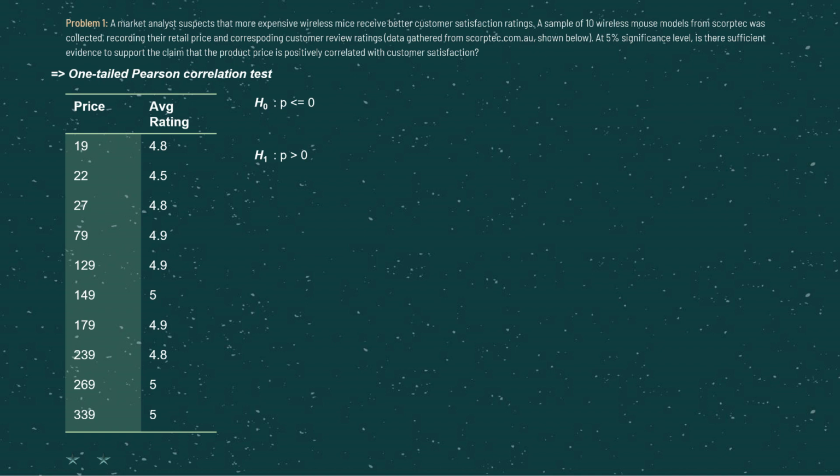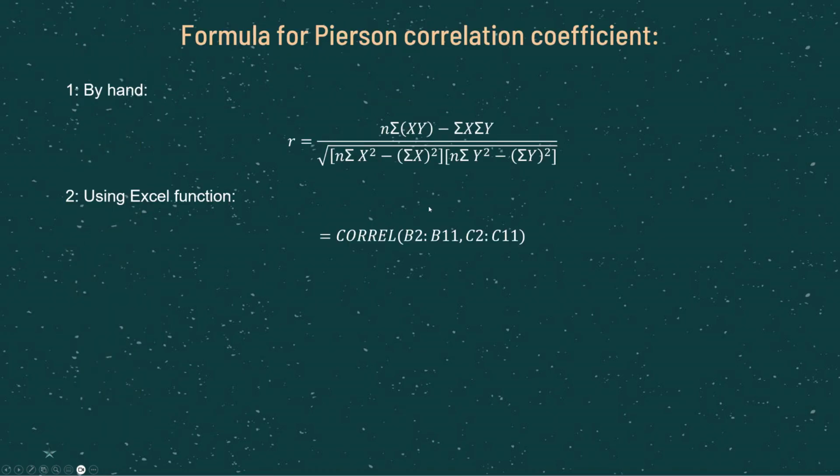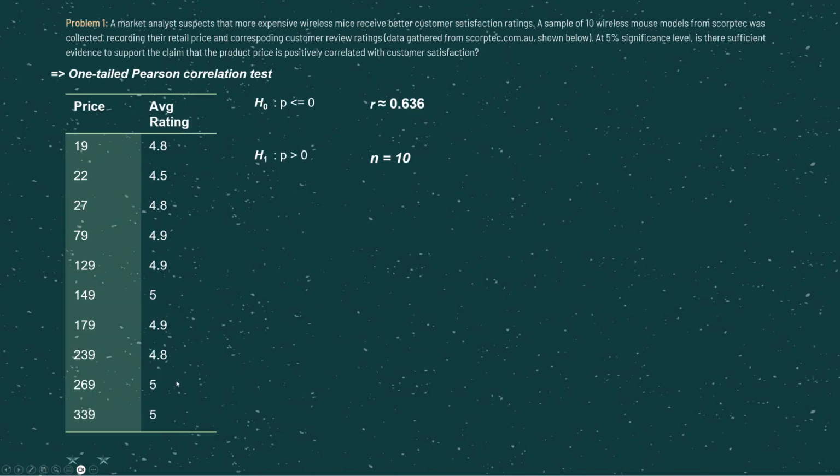Now we have the R value, which is the correlation coefficient. We actually have a formula to calculate this, but personally I'm going to just use an Excel function to execute that for me. It's way more time saving, and the eventual result is 0.636, and since a sample of 10 products is gathered, the observation value n is equal to 10.